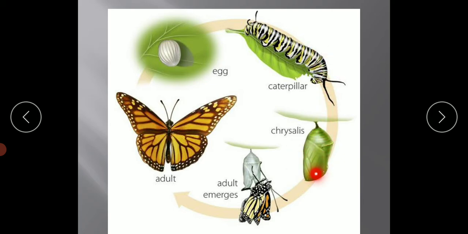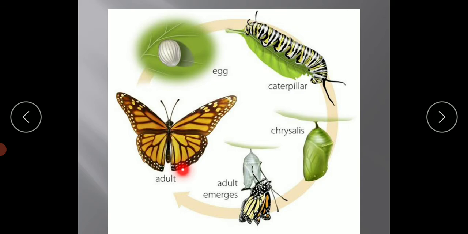Now the caterpillar gets inside this cocoon, and this stage is called pupa. The caterpillar inside shows some changes in its body. Its feelers develop, its wings develop, and after a few days the cocoon erupts. The cocoon releases an adult butterfly with beautiful colors into the environment.